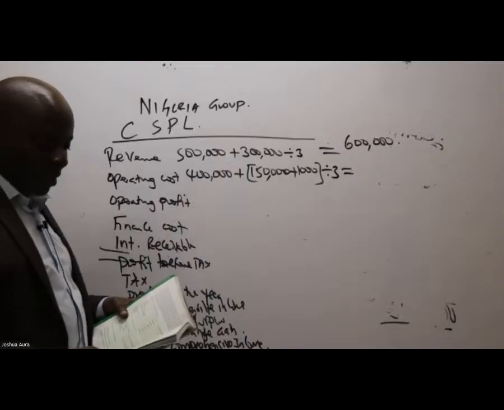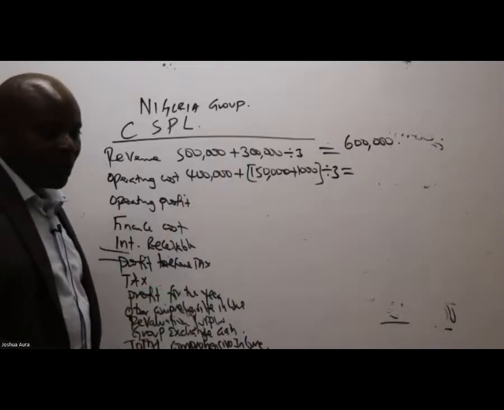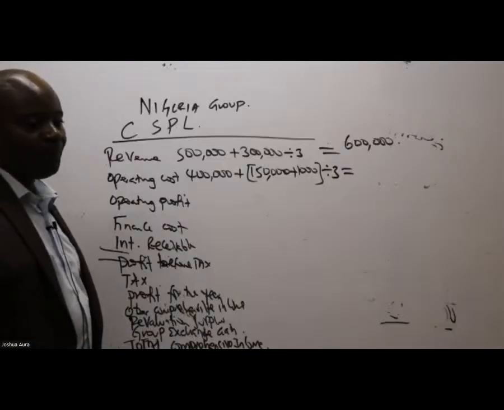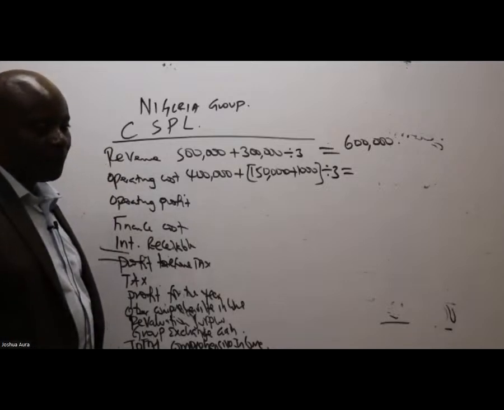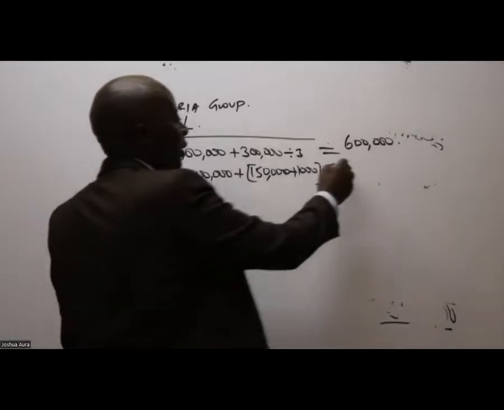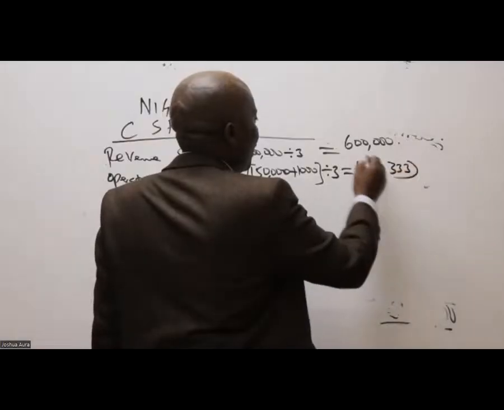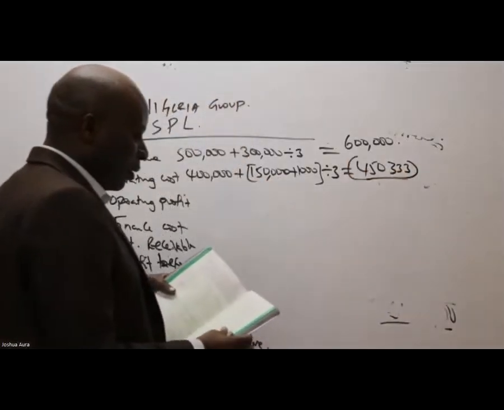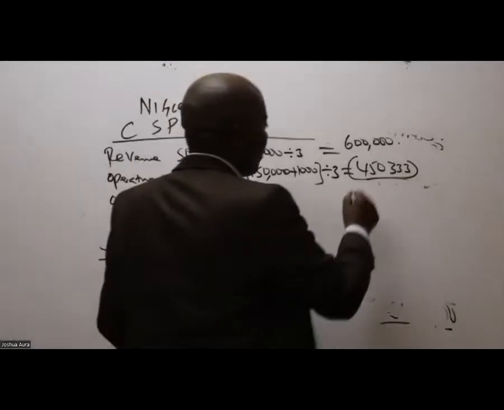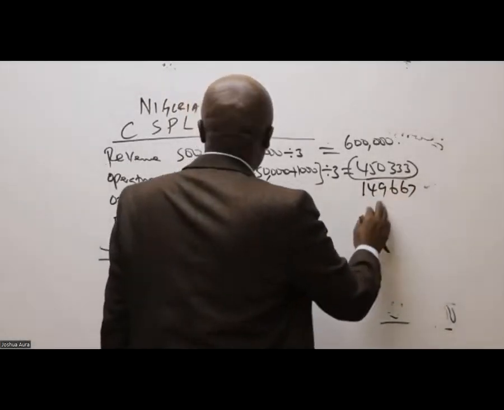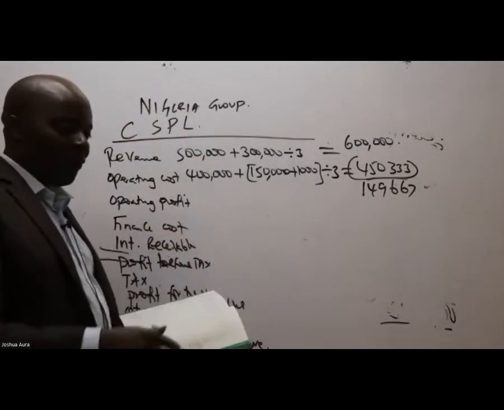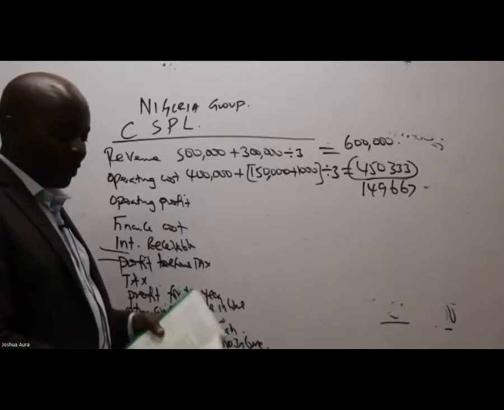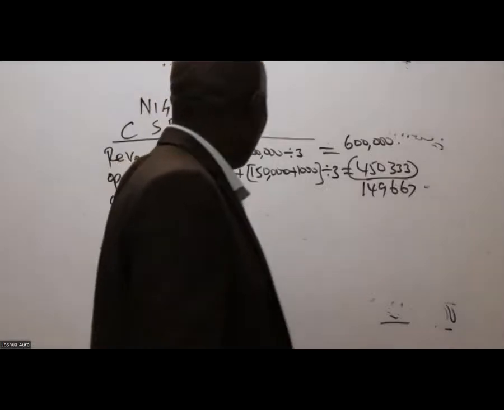Time is not on our side. Please hurry up. You have 450,333. And if you subtract here, now we shall be able to get our operating profit of 149,667. Can you kindly confirm this operating profit? 149,667. Yes. So from there we go to the finance cost.